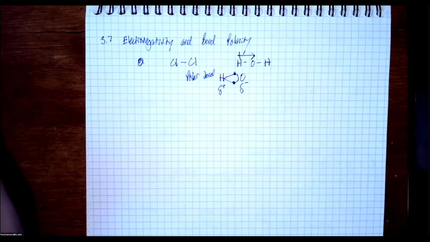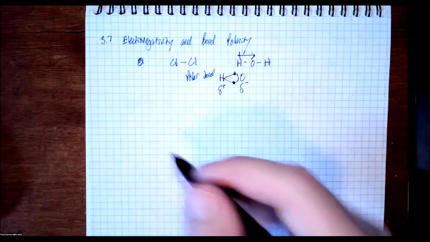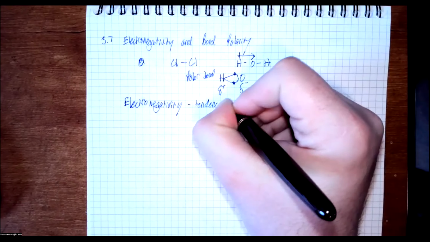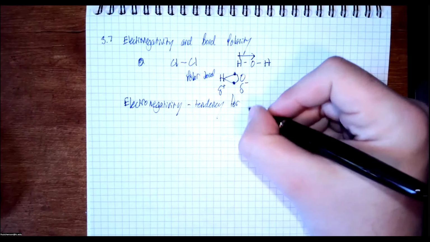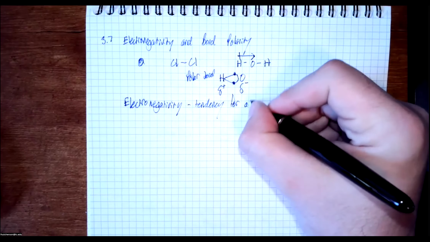Now, how do I know what's negative and what's positive? That comes back to this property we call electronegativity, which is the tendency for atoms to pull electrons toward them in bonds, right?